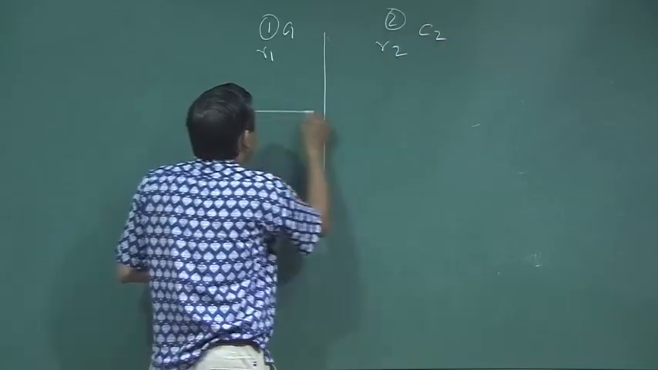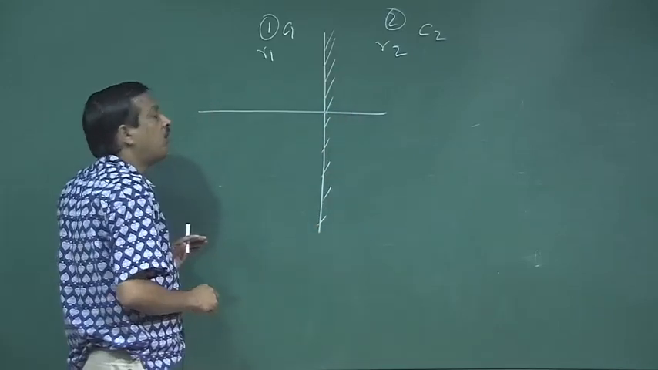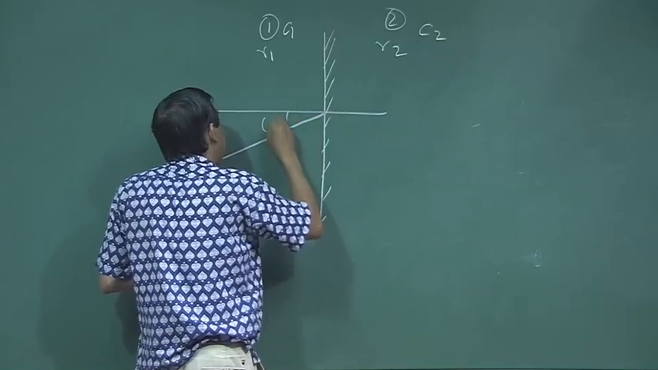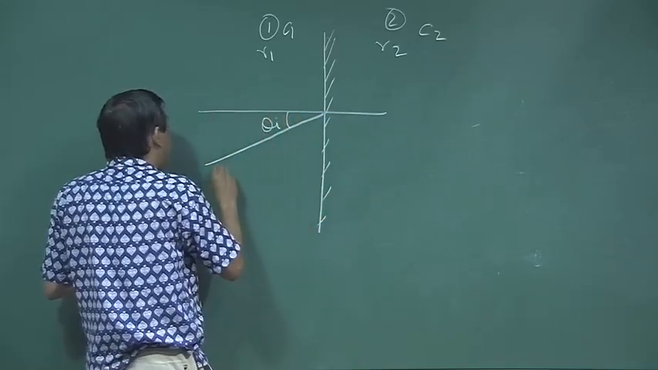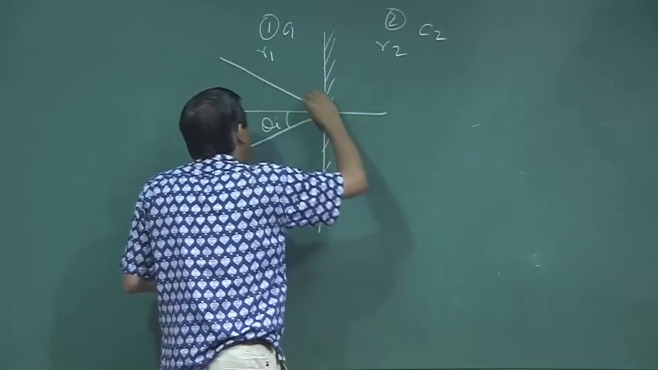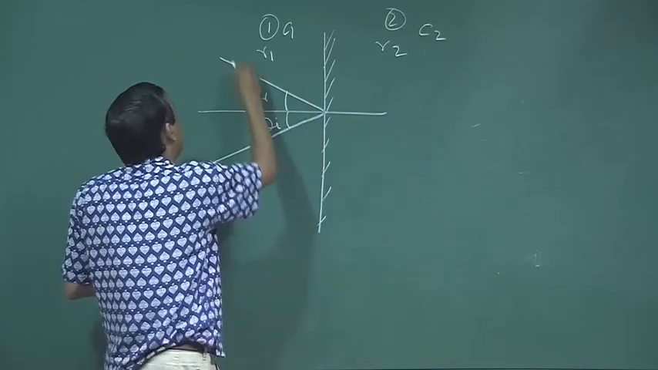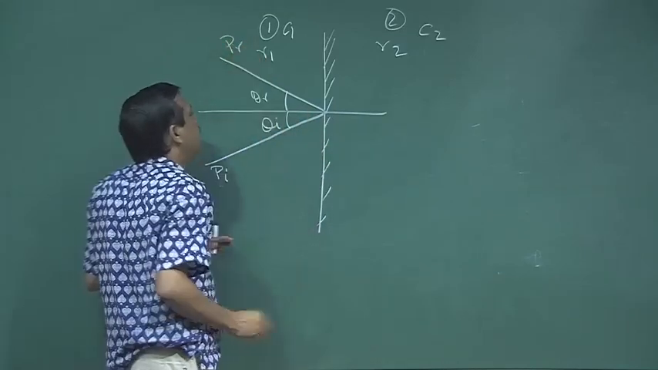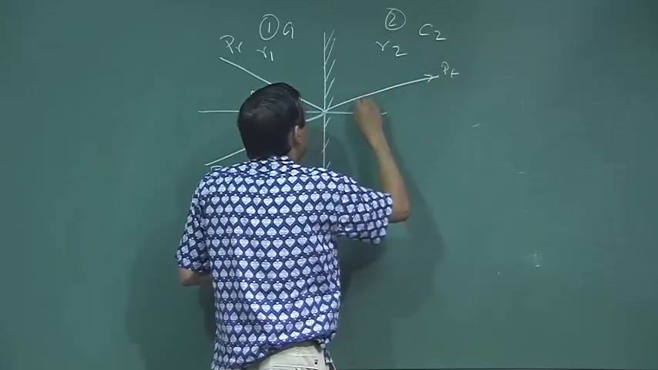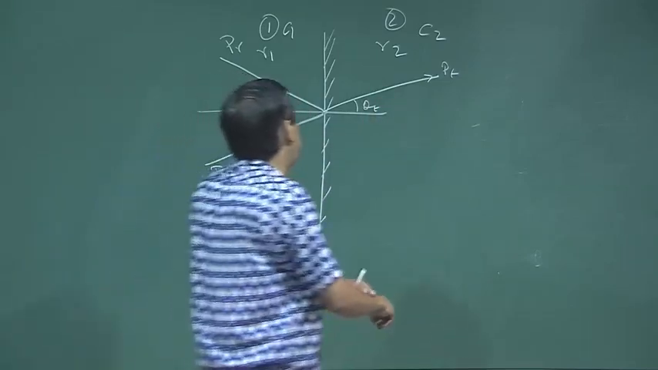Now, if the wave is incident not normally, an oblique incident, the wave makes an angle theta i, the angle of incidence of the incident wave, and the reflected wave will make the same angle theta r, where theta i is equal to theta r. This is PR, the reflected wave, and there will be a transmitted wave PT at theta t, the angle of transmission.